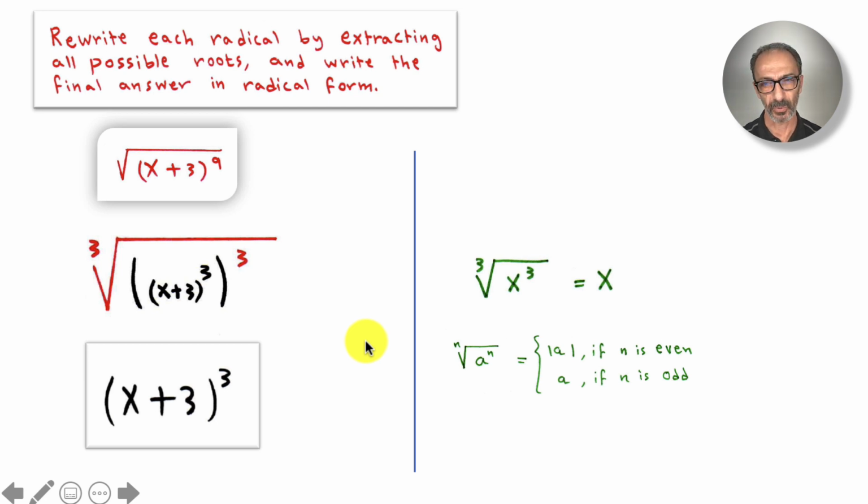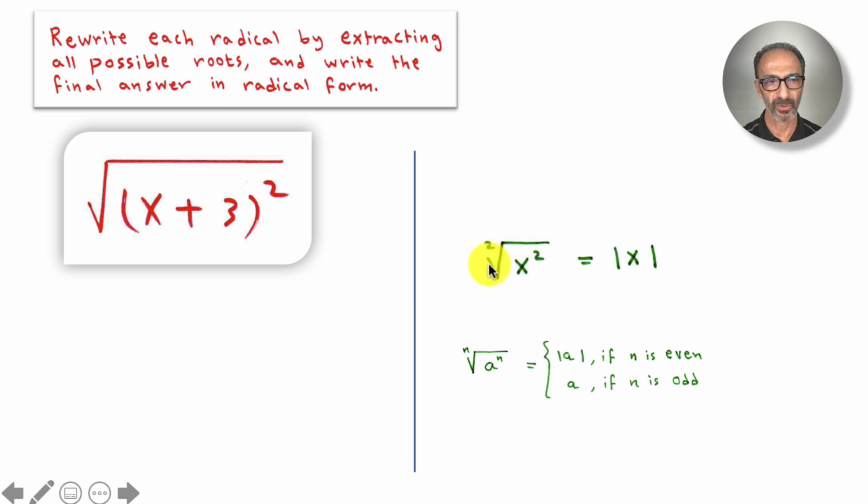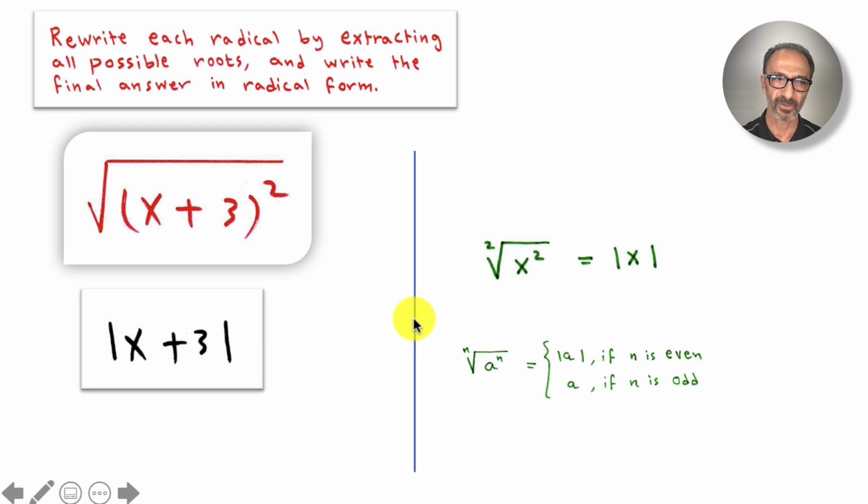Now we have the square root. Here's the square root, and that's a square root. That's a quick one, because that's a 2. We could apply this rule, and we're done. Absolute value of x plus 3.